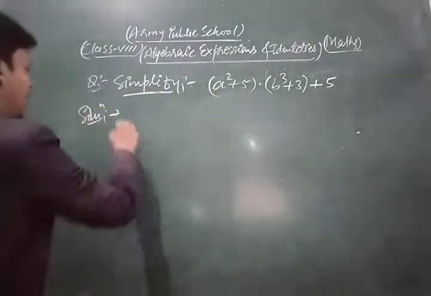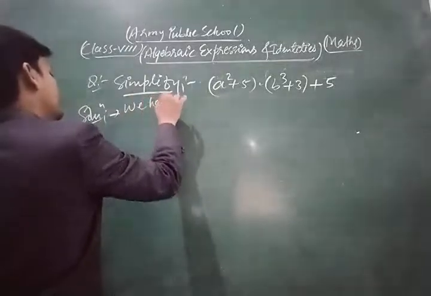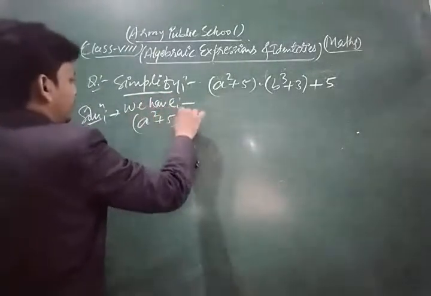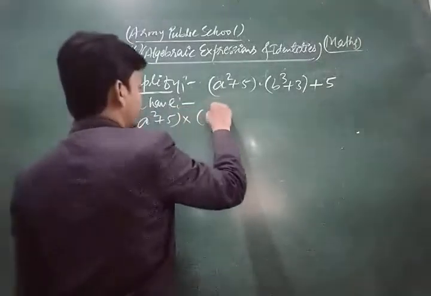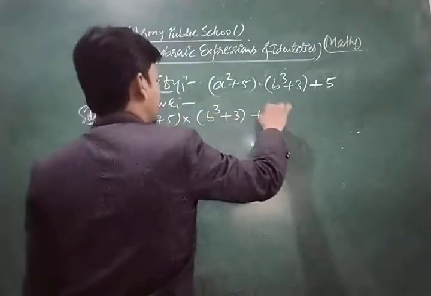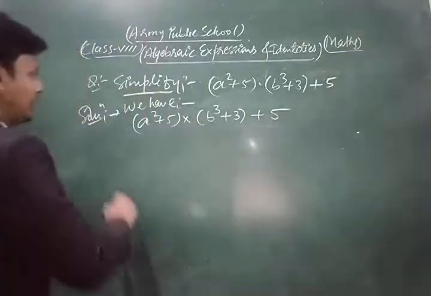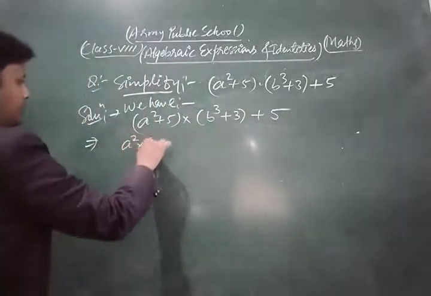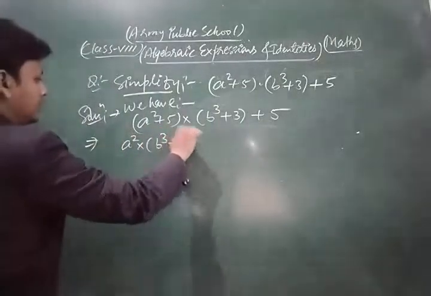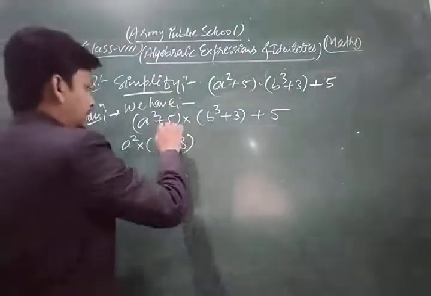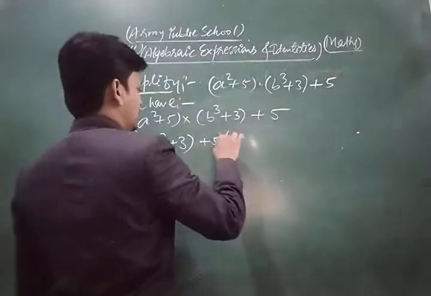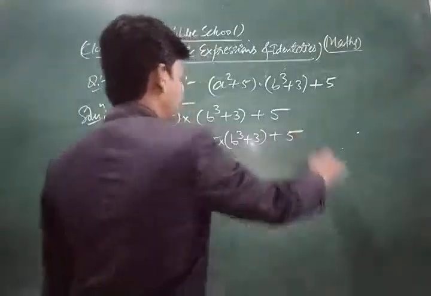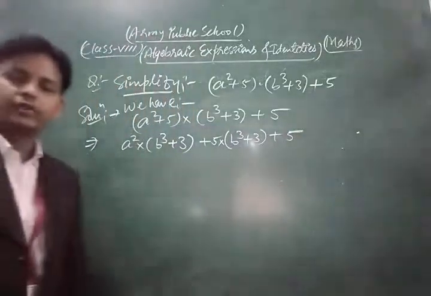So first of all we have a square plus 5 into b cube plus 3, plus 5. We first write it in this way: a square into the whole, that is a square into b cube plus 3, and plus 5 into b cube plus 3, and plus 5 as it is.